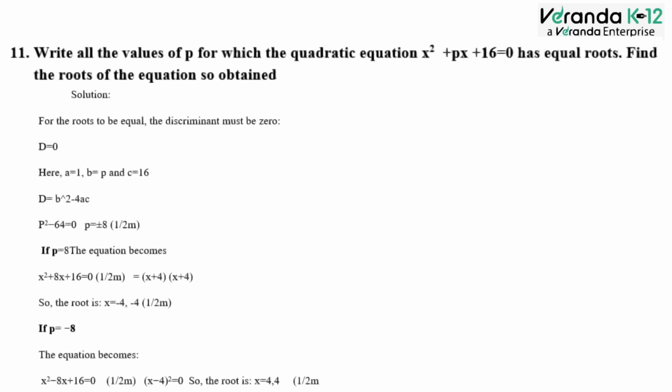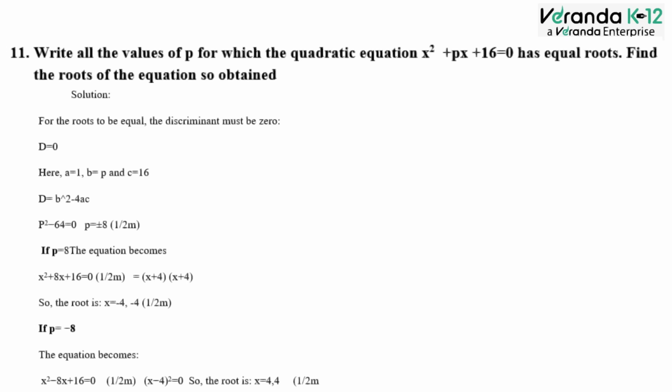So when we substitute that in the discriminant, b square minus 4ac becomes p square minus 64 is equal to 0. Therefore, p is equal to plus or minus 8. So now we got the value of p. Now we are going to find the roots of the equation. For that we need to substitute the value of p.